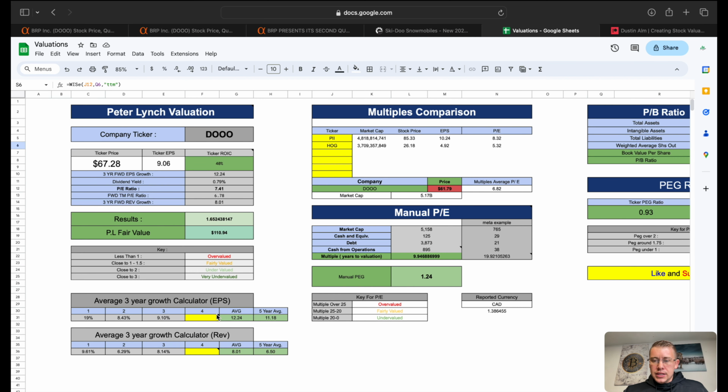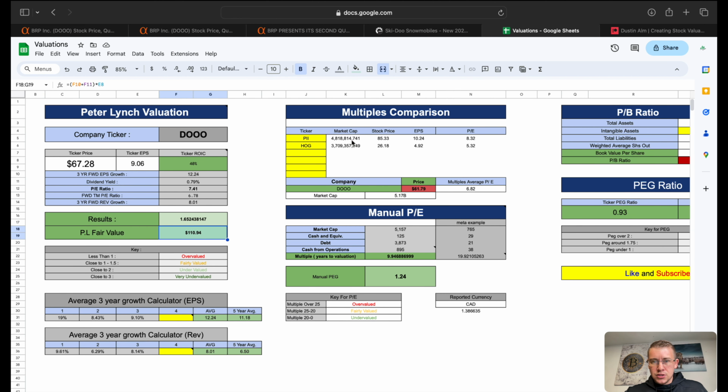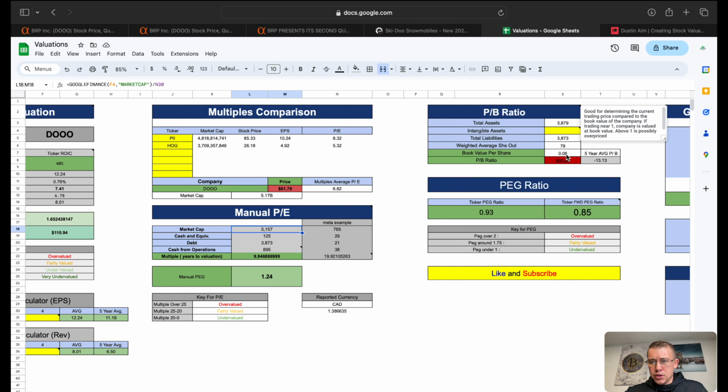Over here at the calculator spreadsheet, we have Peter Lynch valuation for BRP is $110.94. Multiples comparison between these two that we just compared to gives us a price tag of $61.79 per share. Our manual PE tells us it'd take about 10 years to earn our current market cap. Price to book, we're not going to look at this one. This one's kind of, so their total assets and total liabilities are basically the same.